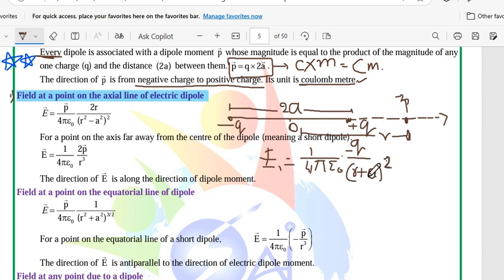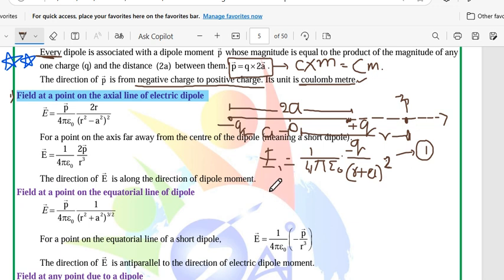Why did I write r plus a whole square here? Because the distance from the origin to that point is r, and the remaining distance from origin to minus q is a. So the total distance from minus q to point P is r plus a, whole square. This is equation number 1.